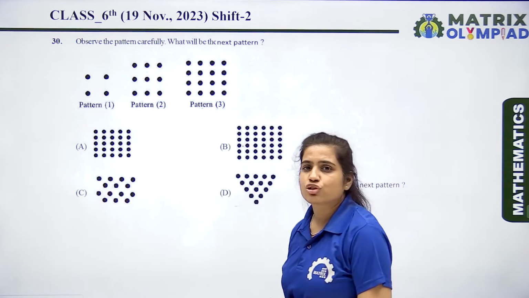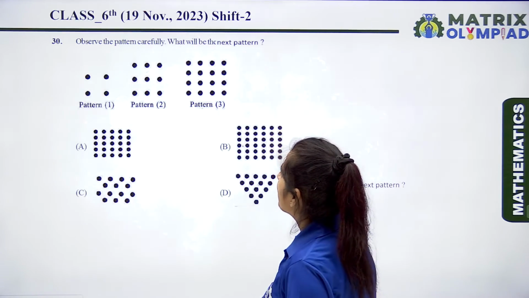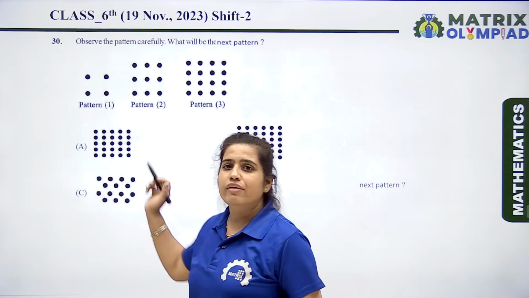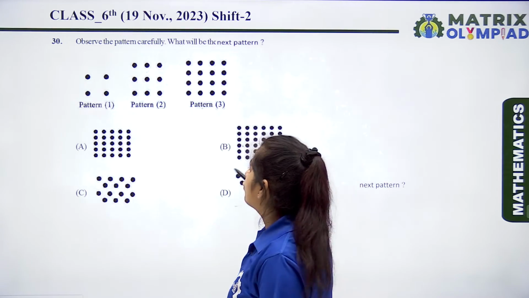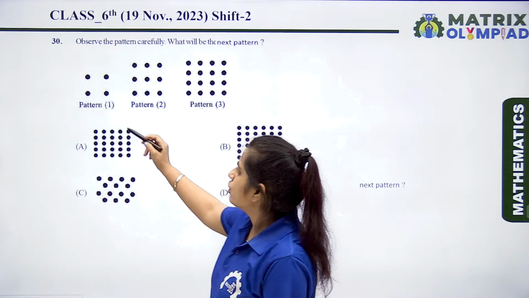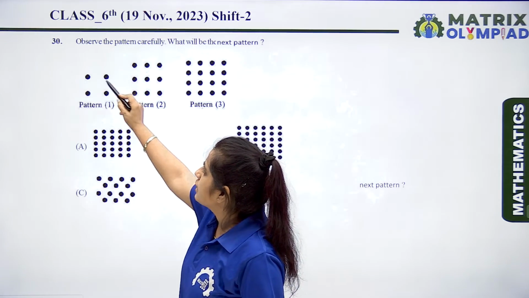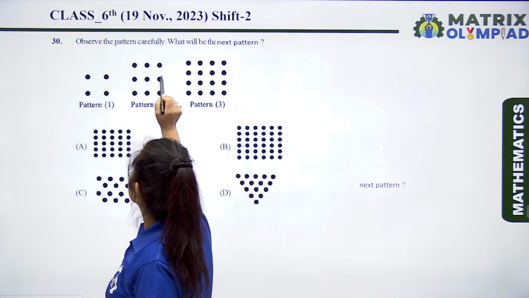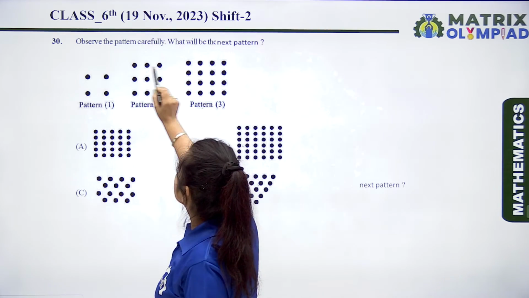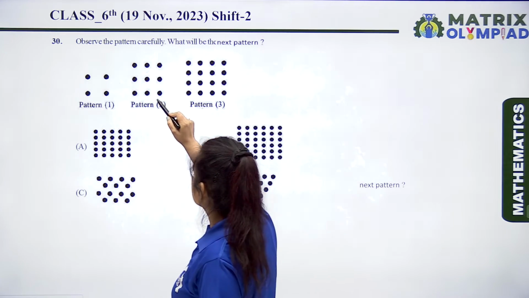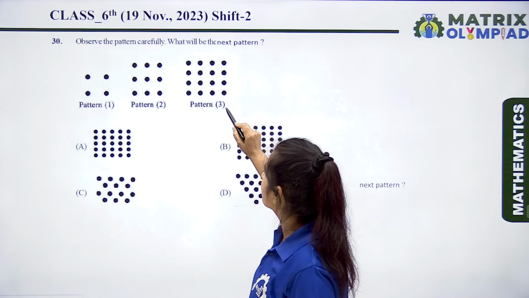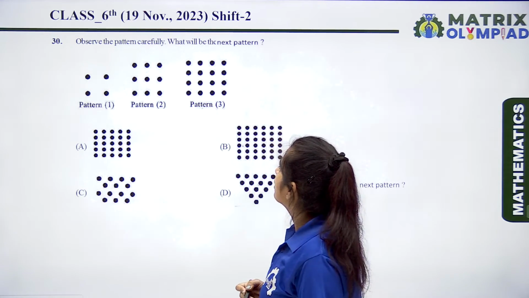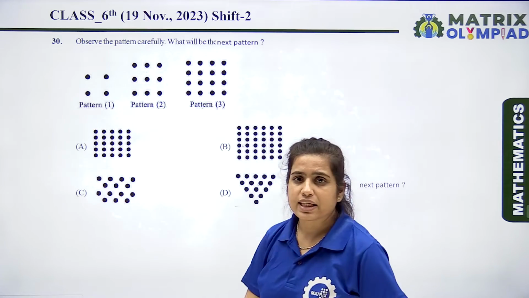Now the next question is question number 30. Observe the pattern carefully. What will be the next pattern? After observation we have to find out the next pattern. Pattern 1 has 4 dots. In pattern 2 we have 3 by 3, meaning 9 dots, and in pattern 3 we have 4 by 4 dots, meaning 16 dots.